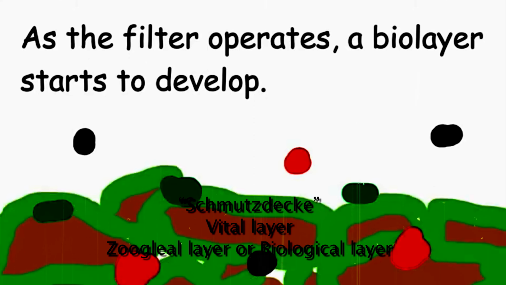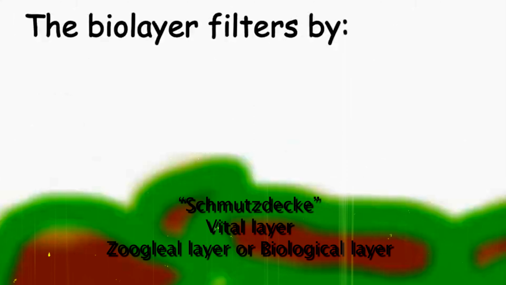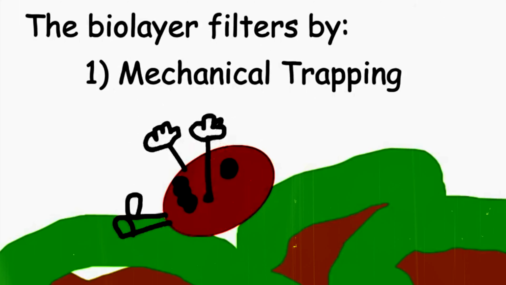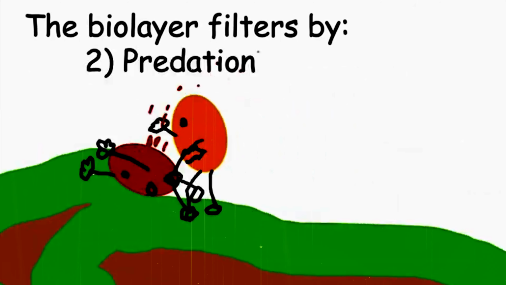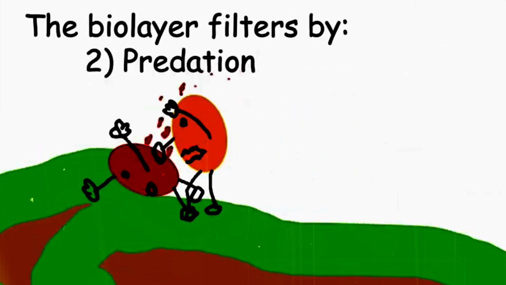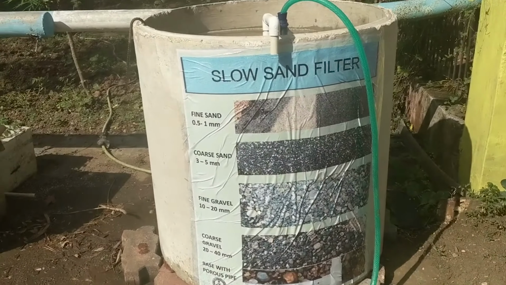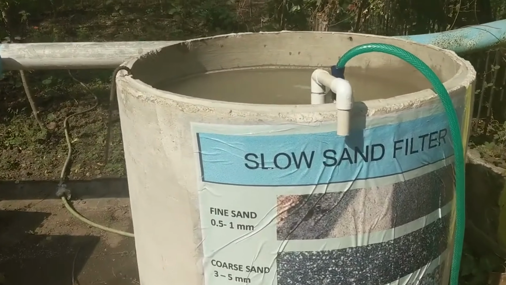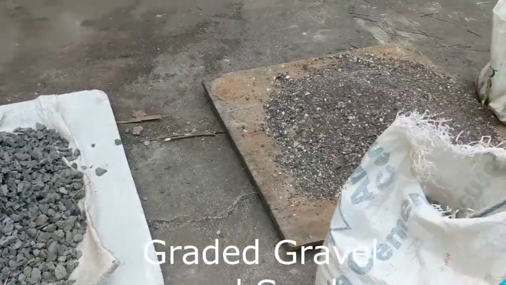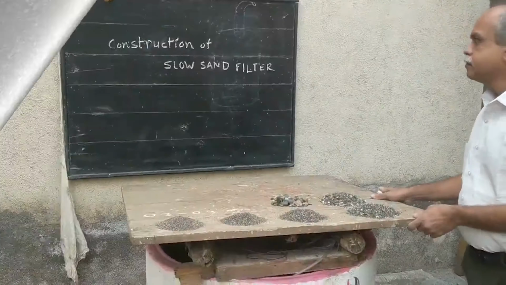The top layer, known as the biofilm or Schmutzdecke, is where the real magic happens. This layer, developed over weeks, comprises beneficial bacteria and microorganisms that break down harmful pathogens in the water. Building your own slow sand filter can be as easy as pie. All you need is an unused tank, layers of gravel and sand, and a bit of patience.